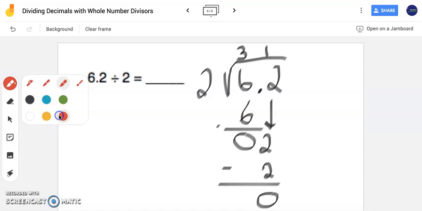Now just like the previous problem, we have 6 and 2/10, which means 31 is not my answer. My answer is simply 3 and 1/10. Because 62 divided by 2 is 31, but we have 6 and 2/10 divided by 2, giving me an answer of 3 and 1/10. Notice I have to include my decimal point in my answer. So the answer to this problem here, 6 and 2/10 divided by 2, is going to equal 3 and 1/10.